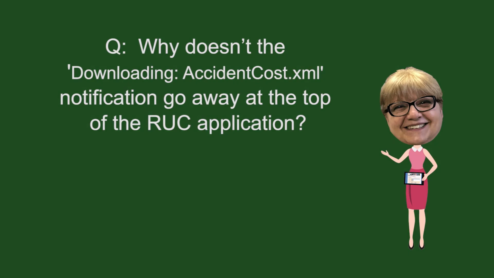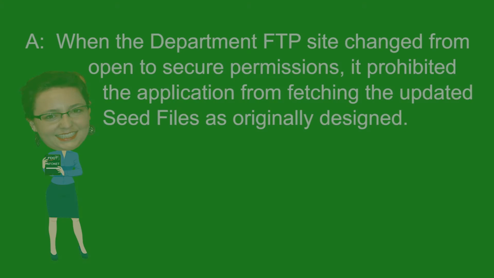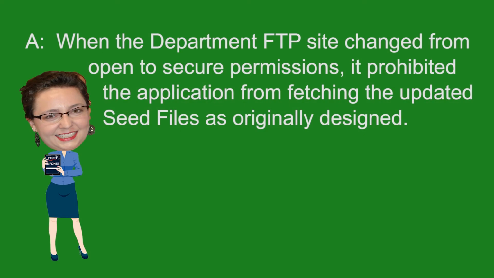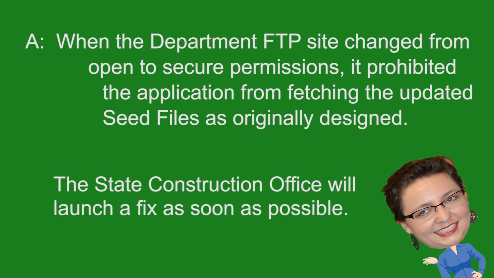Okay, why doesn't the downloading accident cost.xml notification go away at the top of the RUC application? For the same reasons, in November 2016, the Department FTP site was changed from open access to secure permissions. This caused the application to be unable to fetch the updated seed files as originally designed. With all the other application priorities currently in progress, the State Construction Office is unable to update the road user cost software to fetch from the new location at this time.